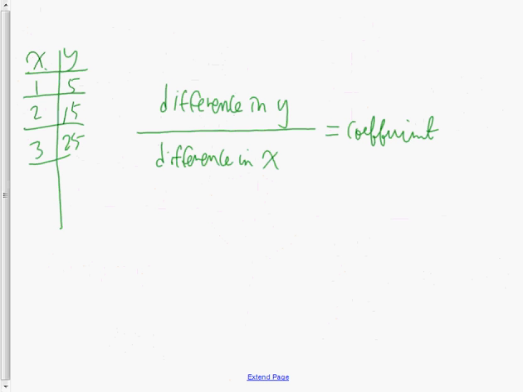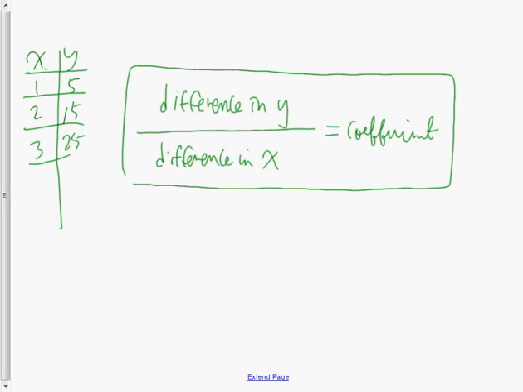If we look at our table of values, we had 1, 5, 2, 15, and 3, 25. One of the easiest things is actually called slope, but we're not going to learn slope until grade 10. All we want to think of now is that the coefficient that shows the relationship between x and y will be the difference in the y column divided by the difference in the x column. In the y column, the difference between 5 and 15 is 10, and between 15 and 25 is 10. In the x column, the difference between 1 and 2 is 1, and between 2 and 3 is 1.